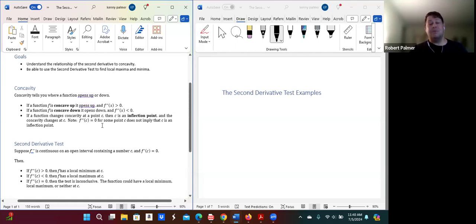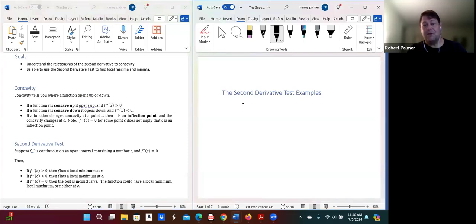You find this from the second derivative. If a function is concave up, or opens up, the second derivative is positive there. And it's called concave down if it opens down and the second derivative is negative. So let's take a look at some examples of that.